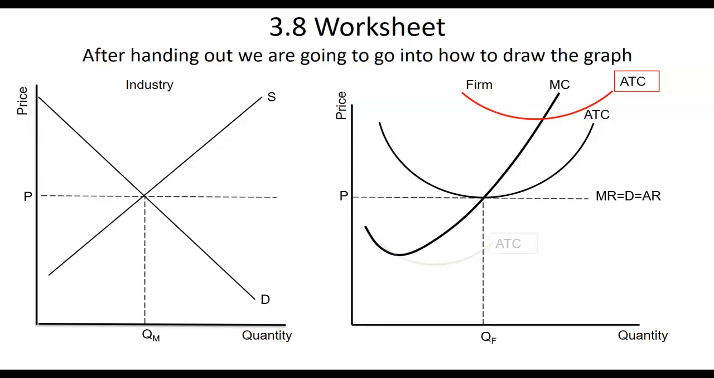Or if I'm told they're actually producing at a profit, great. Then after I've drawn all my curves, at the profit maximizing quantity, which would be right here, I know that my price needs to be above my ATC. Great. So I start with that. So again, not an academic thing, but I definitely think that is a good way to do this.